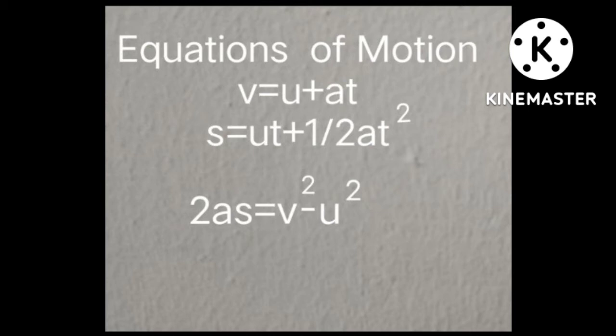No. These equations can be used if the body has uniform acceleration or uniform retardation. We know that uniform acceleration means the speed should be increasing at a uniform rate, and in the case of uniform retardation, the speed should be decreasing at a uniform rate. So in these two cases only we can use these equations. So suppose we have a body moving with a constant speed or a constant velocity. Can we use these equations? No, because there is no acceleration if the object has a constant speed or constant velocity.